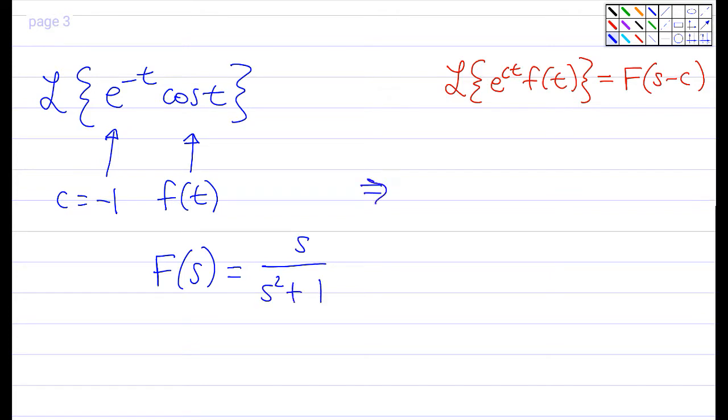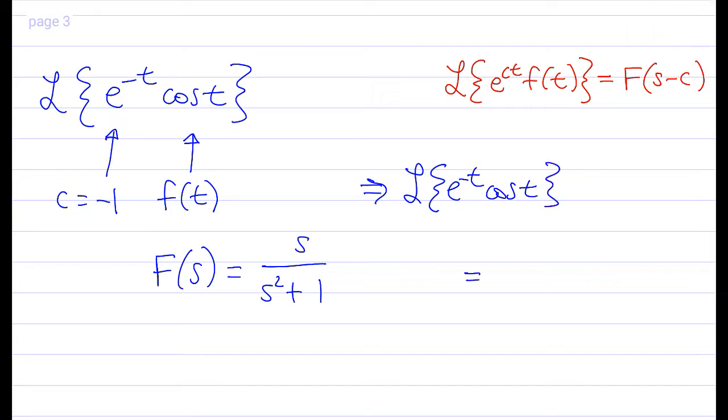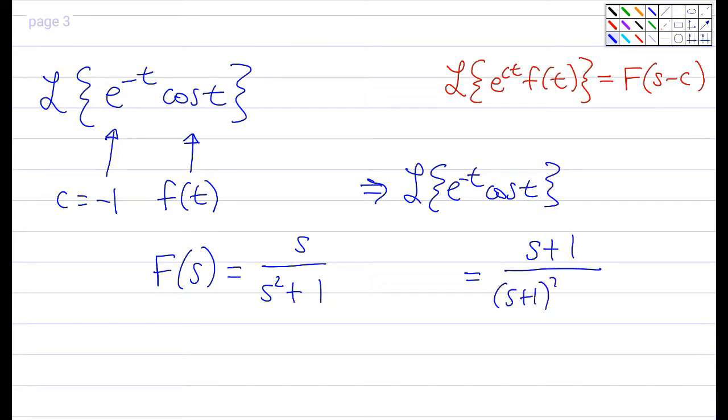Okay, putting all that together, the transform of e to the minus t cosine of t equals, I basically take my transform here and replace every instance of s with s minus c, which in this case is s plus 1. So I get s plus 1 over quantity s plus 1 squared plus 1. That's it. This is the transform of our compound function, e to the minus t cosine t.